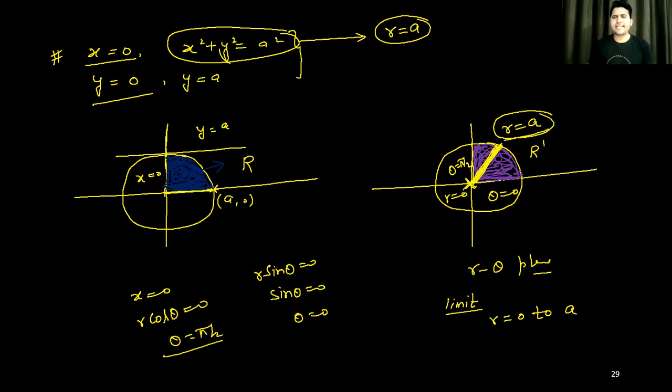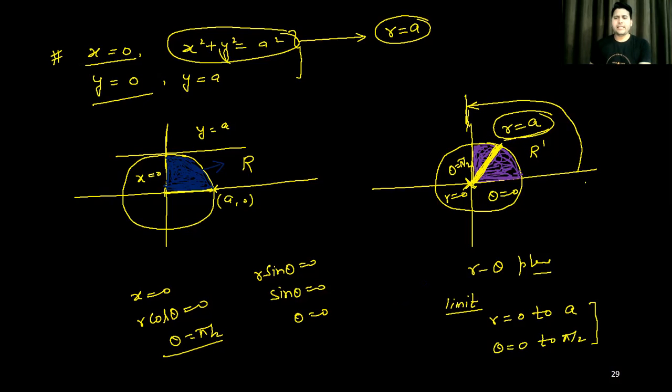Now, if you see theta for this region, the variation of theta is how much? It starts from the x-axis up to over here. This is the variation of theta counted from the positive x-axis in the anti-clockwise direction. This line is theta equals 0, and this line is theta equals pi by 2. So the limit of theta will be 0 to pi by 2.